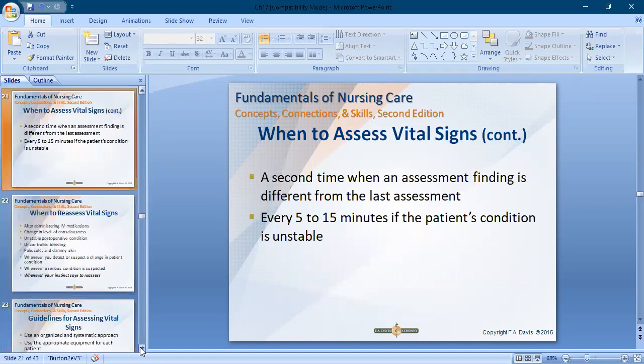And go next. When assessing the vital signs, a second time is when the measurement or assessment finding is different from the first assessment, right? We have to check every 5 to 15 minutes if the condition is unstable. As usual, I'm sure it is very easy to understand.